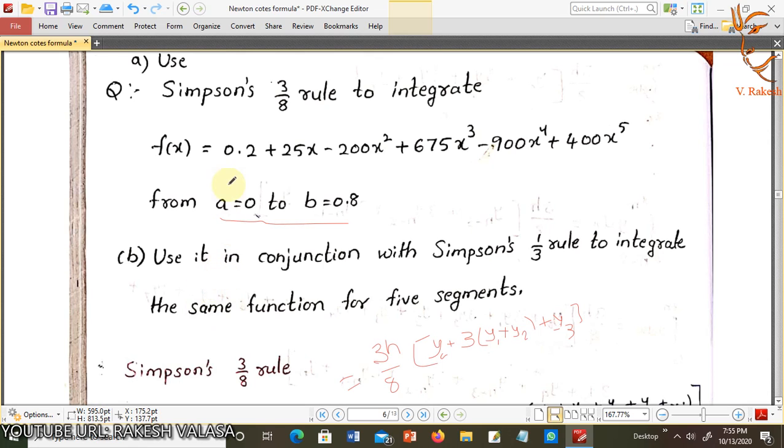Now see the second question. Use this function in conjunction with Simpson's 1 by 3 rule to integrate the same function for 5 segments.